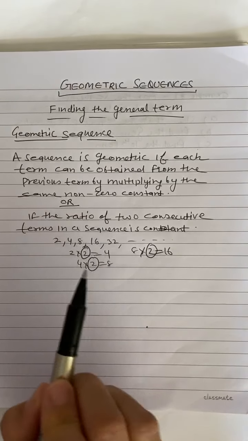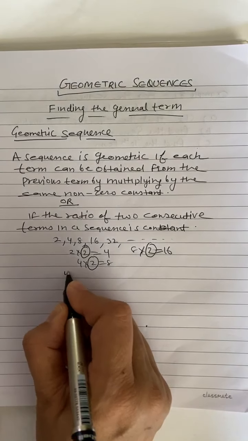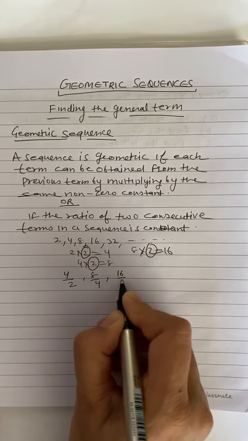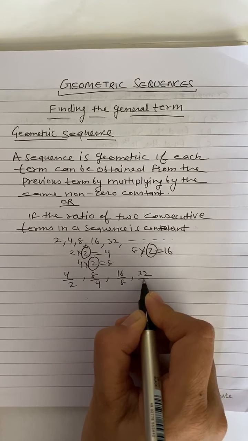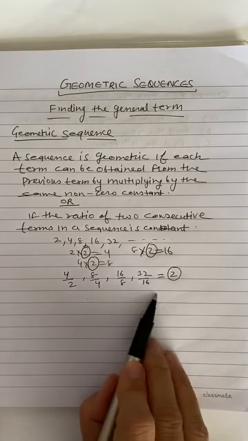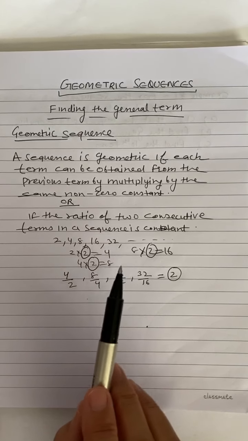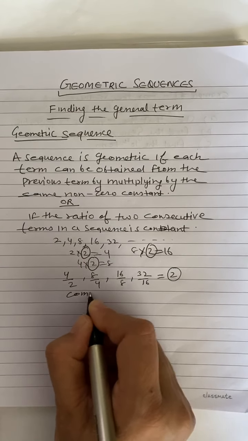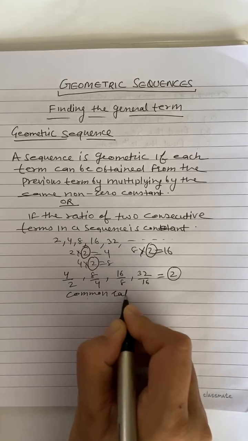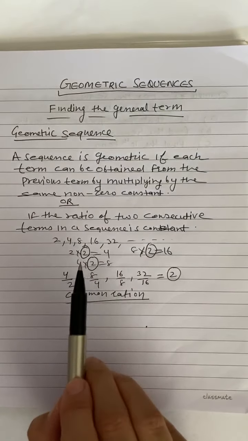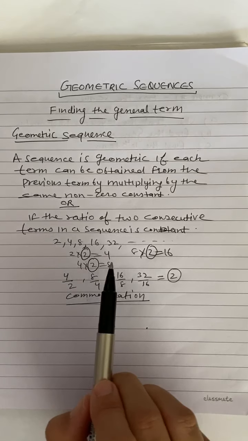Another way of doing it is you can also do 4 divided by 2, 8 divided by 4, 16 divided by 8, 32 divided by 16. So again you get 2 as a ratio, and this ratio has a special name: it is called the common ratio. So if you have a common ratio for each term in a sequence, then that sequence is called a geometric sequence.